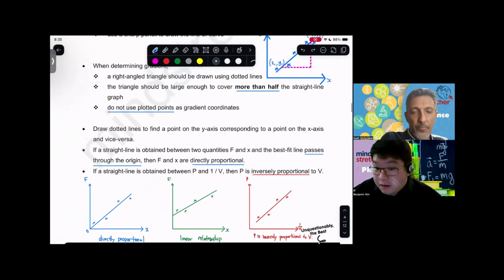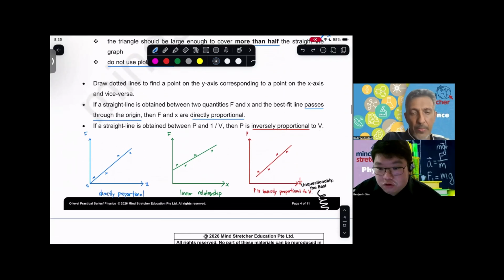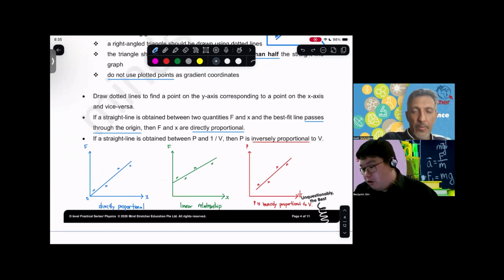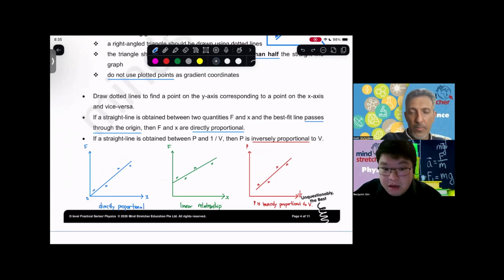Now for the next part here, if you draw your straight line, generally speaking, you are trying to discuss the relationship between two variables. Now, as you can see in blue color here that I have drawn for you, if you have a straight line between two quantities, say for example, f against x, and you draw a best fit line, and the best fit line passes through the point of origin, then you can say that f and x are directly proportional.